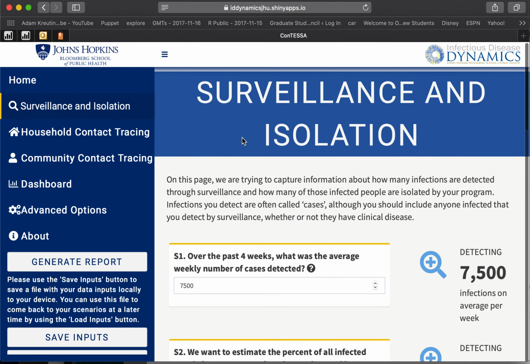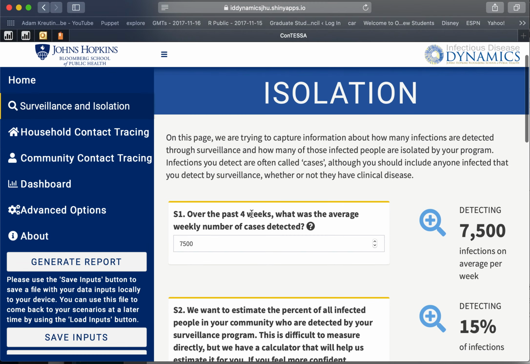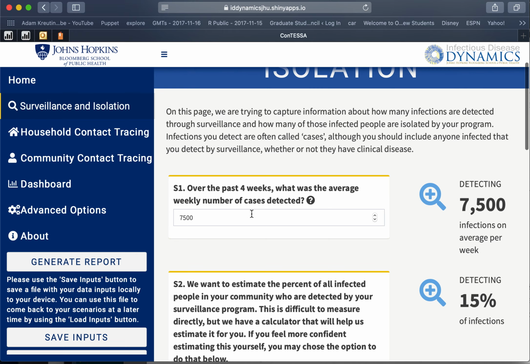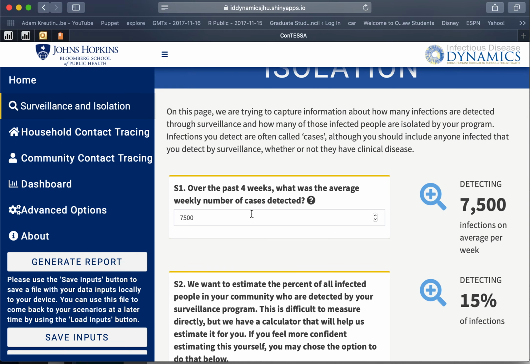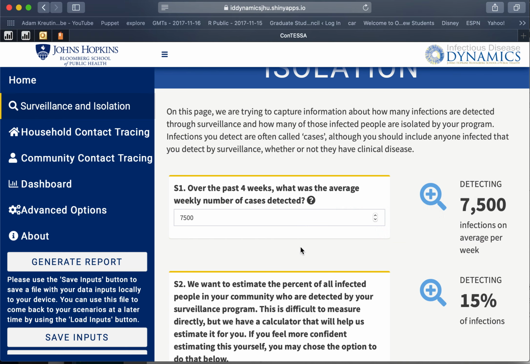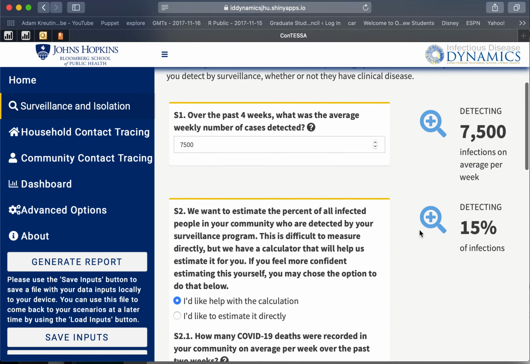And so this first page is about surveillance and isolation. So this is capturing information about how many infections are detected through surveillance and how many of those are isolated by your program. And so the first question asks, over the past 4 weeks, what was the average weekly number of cases detected? And so in my community, there were 7,500 cases detected. And if you have questions about the definitions, you can hover over these question marks and they'll give you a little more information. So we're detecting about 7,500 infections on average per week.